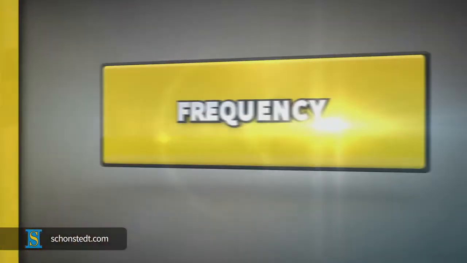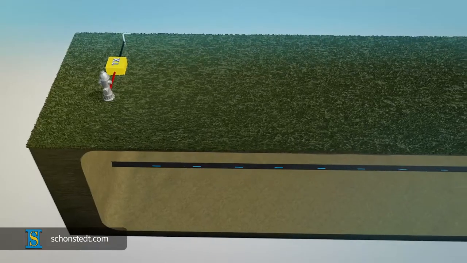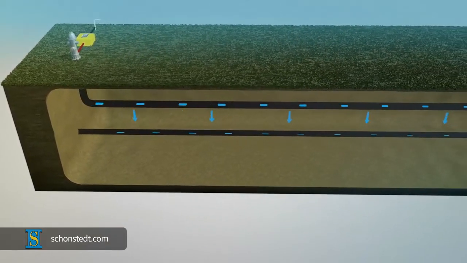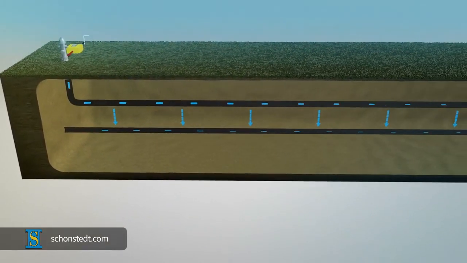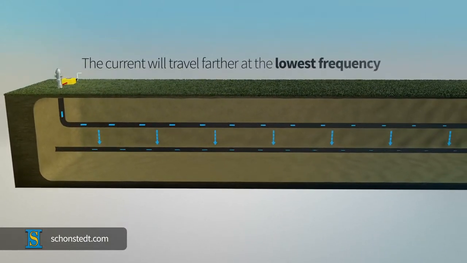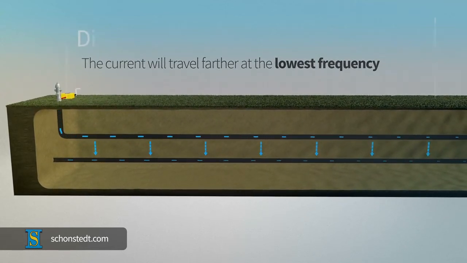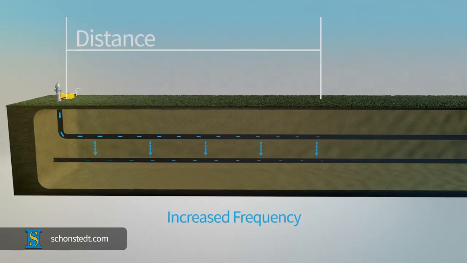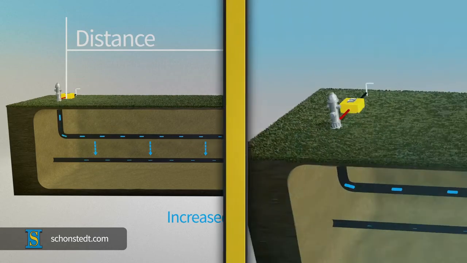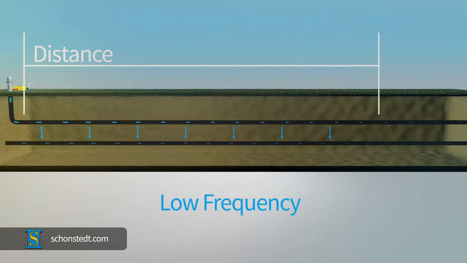One of the keys to getting a good signal is applying the proper frequency. If conditions are good, conductor, connections, and soil conditions, the current will travel farther at the lowest frequency, with less leakage to adjacent structures. An increase in frequency will cause the signal to leak sooner and cover less distance. As a rule, always start with the lowest frequency possible and increase as needed.